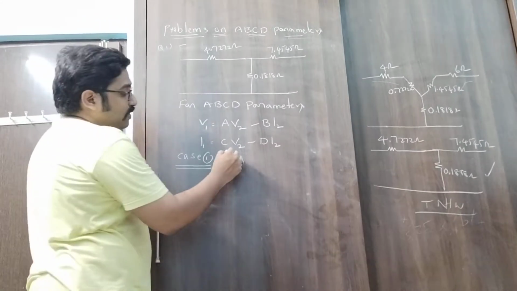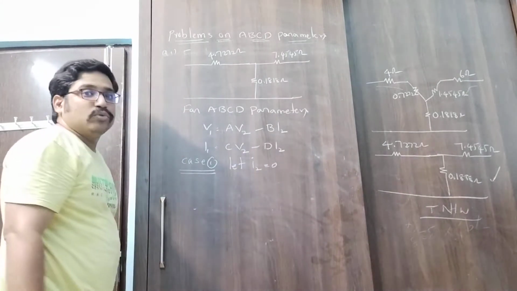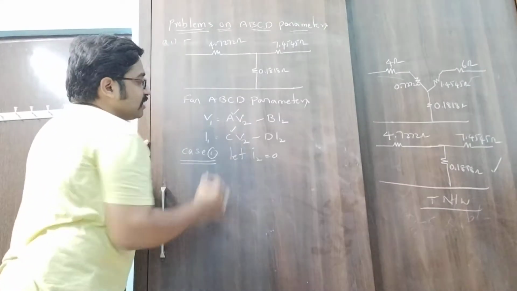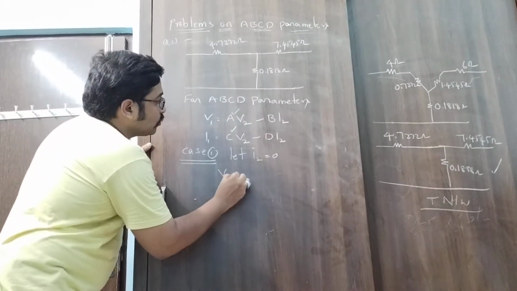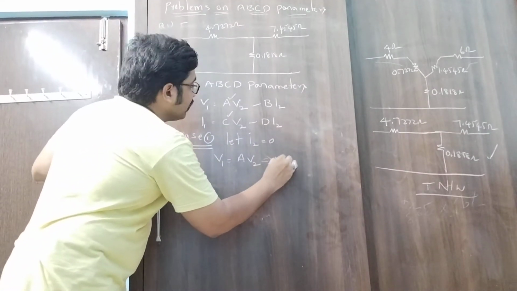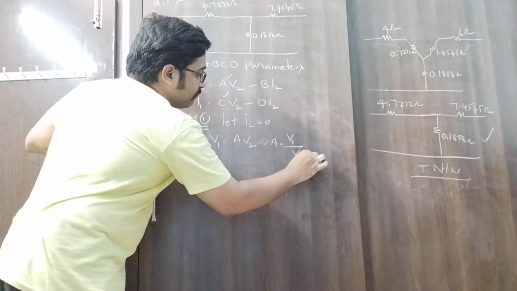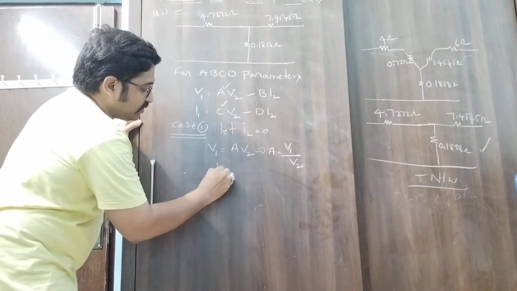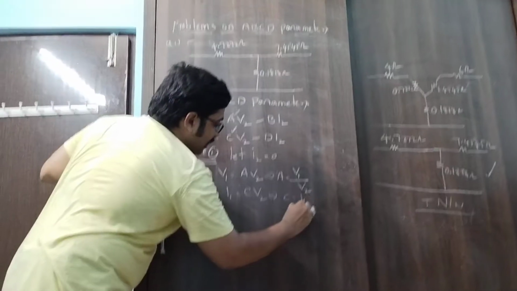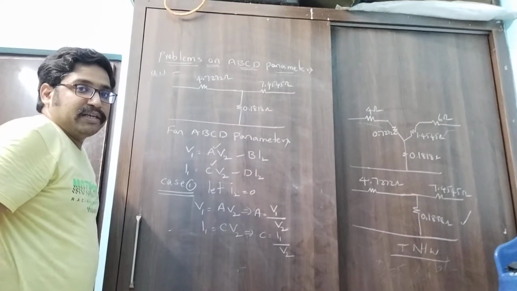What we are going to do? Let I2 be equal to 0. If you make I2 equal to 0, you are going to get the A and C parameters. So V1 is equal to A into V2. From here you can calculate the value of A, that is V1 divided by V2. Now I1 is equal to C times V2, so C is equal to I1 divided by V2.